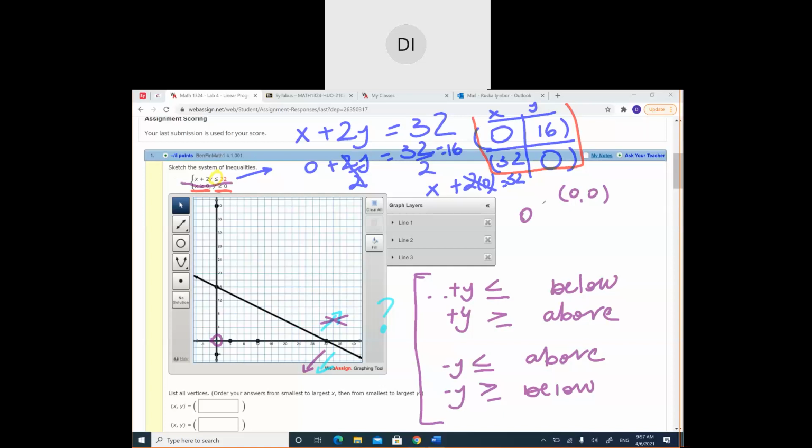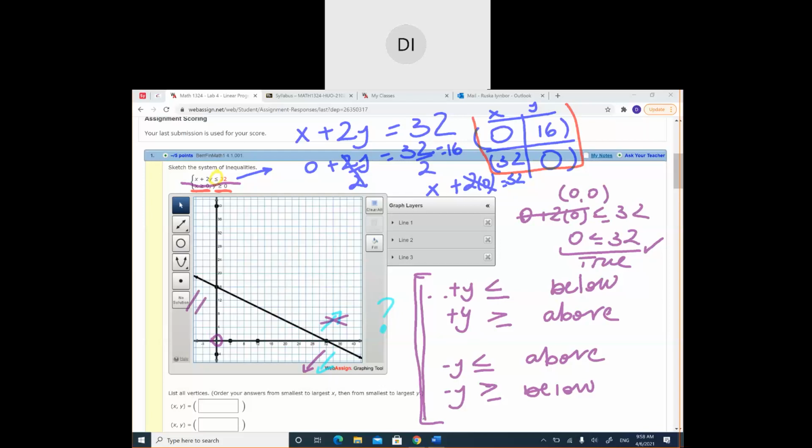So it's going to be 0 plus 2 times 0 less or equal 32. So this side is 0, so you get 0 is less or equal 32. Is that true? 0 smaller than 32? Yes. So this is a true statement. That means you're going to shade the side wherever the point 0, 0 is. Now 0, 0 is below the line, so that means you're going to shade below the line, right? And that's exactly what you get using these rules for which side you're going to shade.